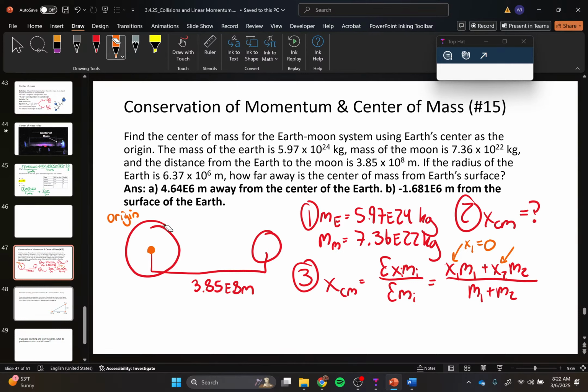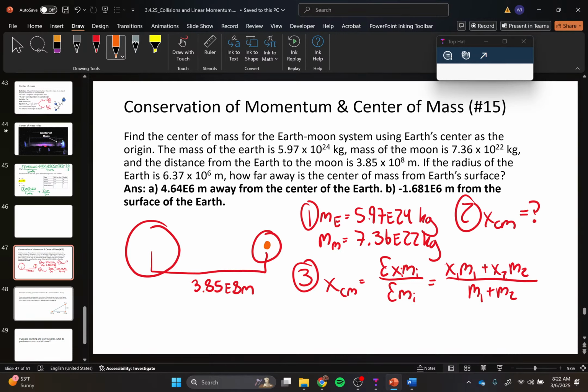I just want to show you all the other one. What if instead you pick the Moon as the origin? Here you have to be careful. If you pick the Moon, and we're going to choose the Earth just so that y'all know.